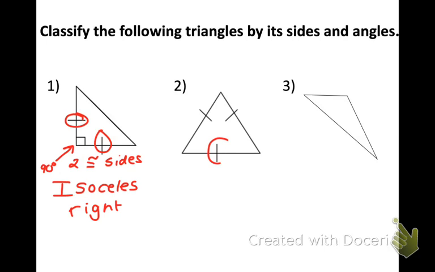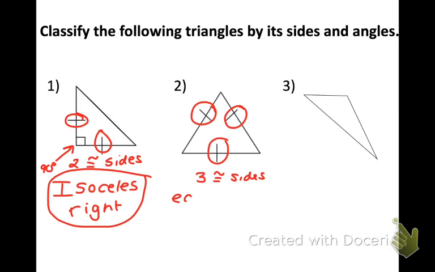For number 2, I've got 3 tick marks, so we've got 3 congruent sides. I guess I should probably have circled this, so that would be your final answer, which makes us equilateral. Technically, when we're equilateral, the angles will also be congruent, but we're not shown that. So we have 3 acute angles. I don't have a box in there, and none of those angles look like they're more than 90 degrees. So I would call this equilateral acute. Or if you said equilateral equiangular, you would also be correct.